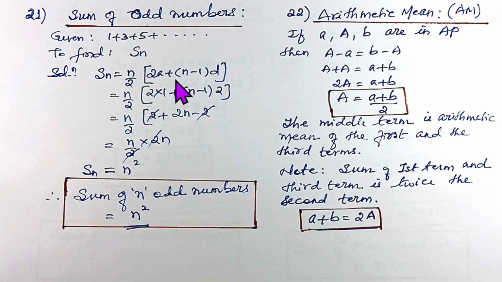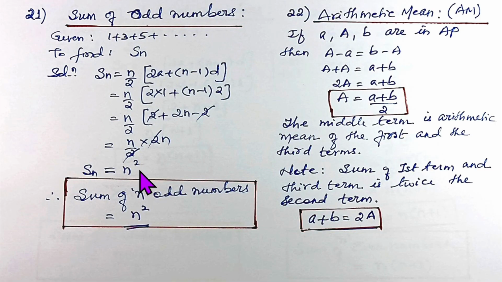Sn is equal to n upon 2 in the bracket 2a plus (n minus 1) d. Here a is equal to 1 and d is equal to 3 minus 1, that is 2. Substituting the values of a and d, we get n upon 2 in the bracket 2 into 1 plus (n minus 1) into 2. Simplifying, we get n upon 2 into 2n, that is equal to n into n, which is n square.